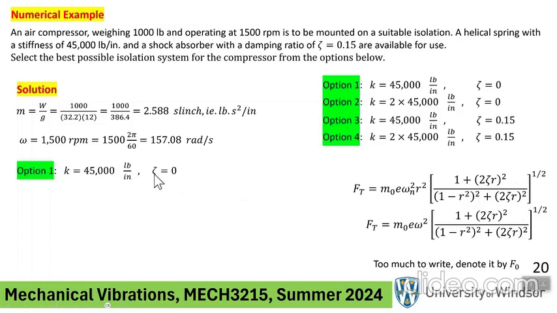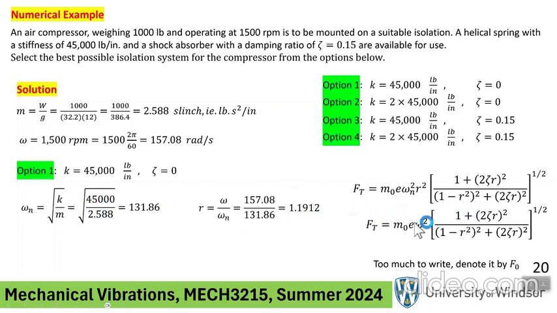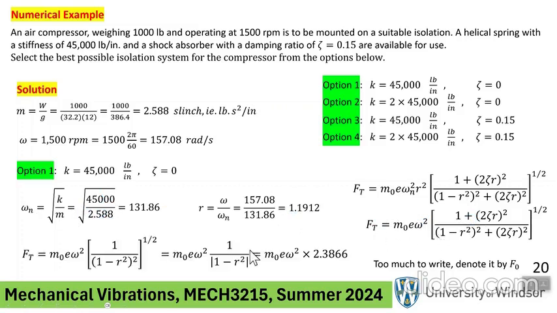Now, the first option is right here. In order to find R, we need the natural frequency. So we go ahead and calculate it. One spring, the mass is this, and you plug it in that expression. Obviously, R is this. Plug it in this expression and do a little calculation. No damping means that zeta is 0.